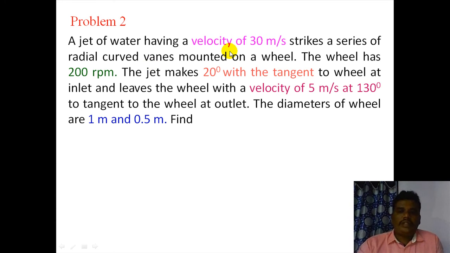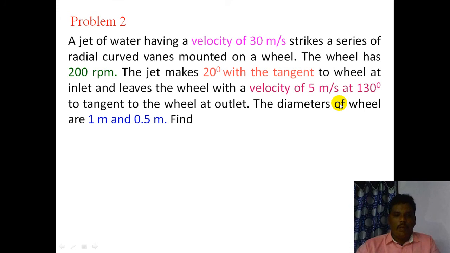A jet of water having a velocity of 30 meters per second strikes a series of radial curved vanes mounted on a wheel. The wheel is rotated at 200 rpm. The jet angle is 20 degrees with the tangent at inlet, that means alpha is given as 20 degrees, and it leaves with a velocity of 5 meters per second at 130 degrees to the tangent of the wheel at outlet.